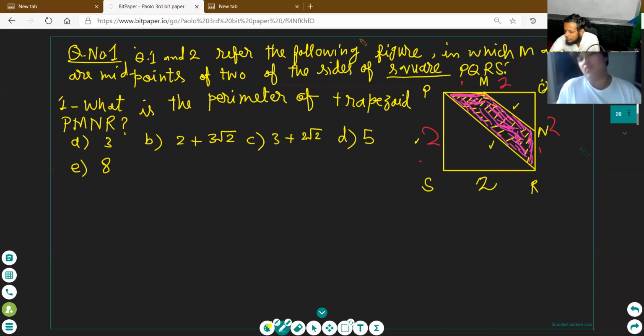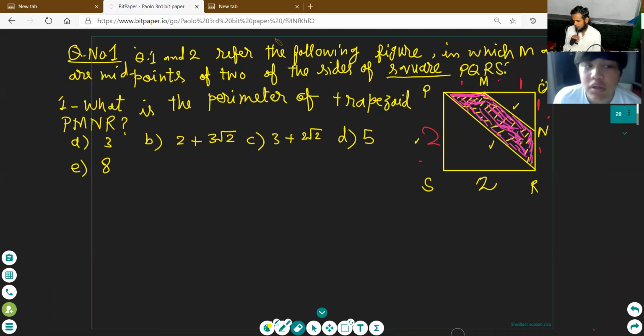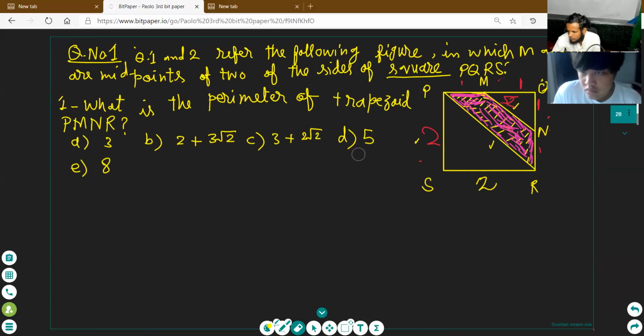What is the value of MQ? Write the correct value of MQ. Write 1 only. Write the values here. 1 times 1 plus 1 times 1 equals 2. The answer for this would be square root 2. Yes, write it. Good. The answer for this would be square root 8.